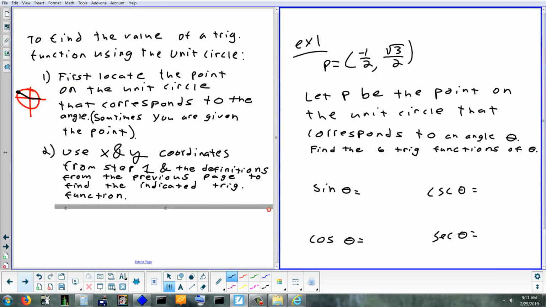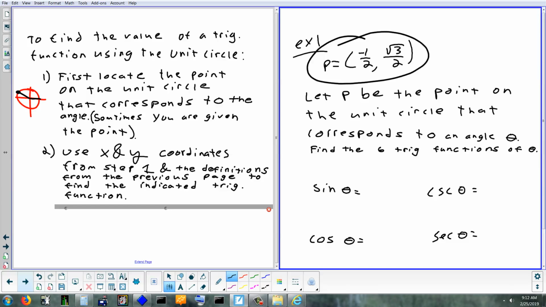All right, so everything that's written in example 1, that's all directions that you would have in the problem on the test. Let P, let's use P because it stands for point. Let P be the coordinate -1/2, comma, √3/2. Now, first thing, when you look at the coordinate I just circled, does that look like the coordinate for 0, 90, 180, or 270?